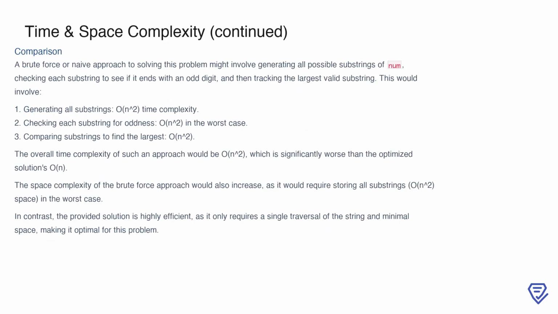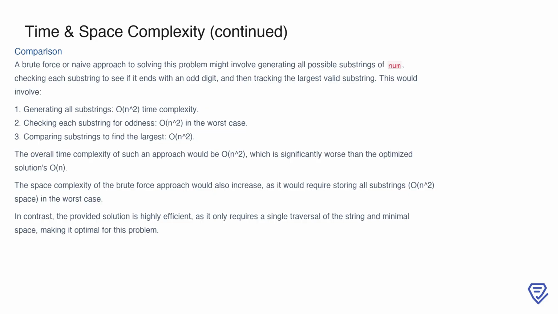Comparing this optimized solution to a brute force approach highlights its efficiency. A naive solution might involve generating all possible substrings of number, checking whether each substring ends with an odd digit, and then keeping track of the largest valid substring. Generating all substrings would require O(n²) operations, as each substring involves a new starting and ending index. Checking each substring for oddness would similarly take O(n²) in the worst-case scenario, and comparing substrings to find the largest would add another layer of O(n²) complexity.